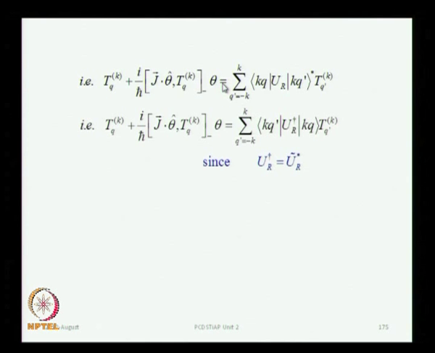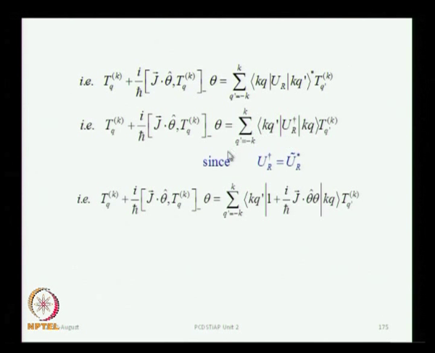So, now we have this relationship, and here these coefficients, I exploit the fact that this is a unitary operator, so I can do the transposition and complex conjugation. So, I have written this in terms of matrix element of the adjoint of the operator, and the adjoint operator you know is 1 plus i over h cross j dot theta.